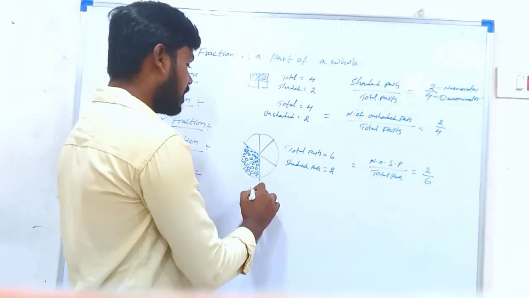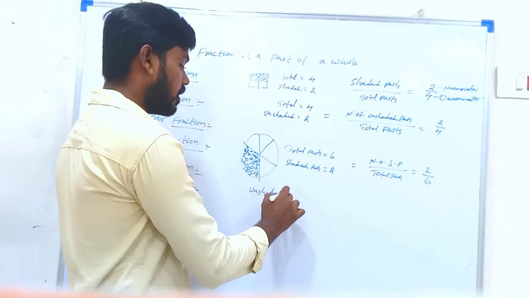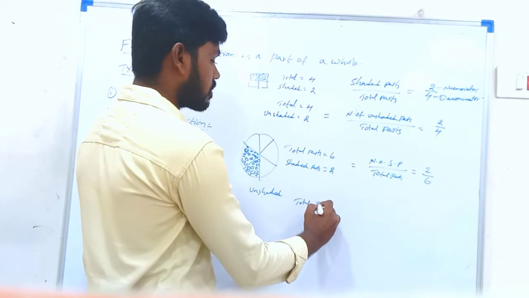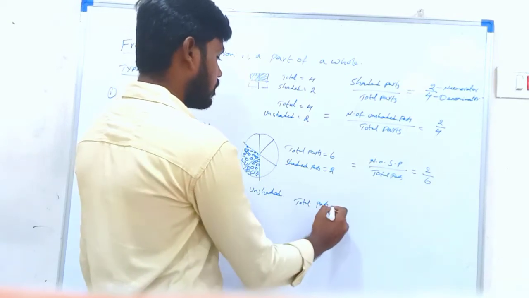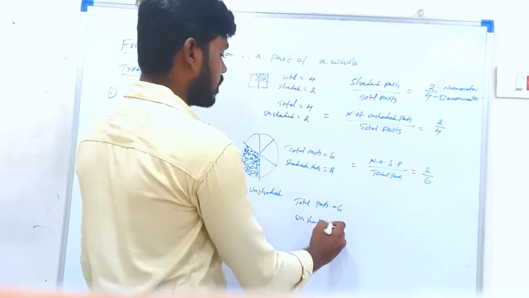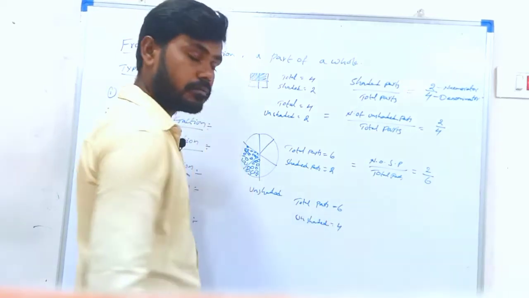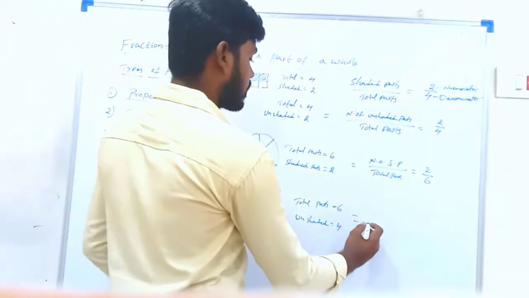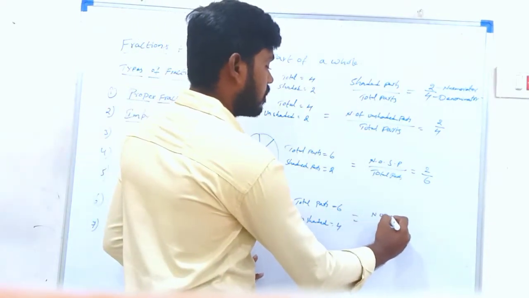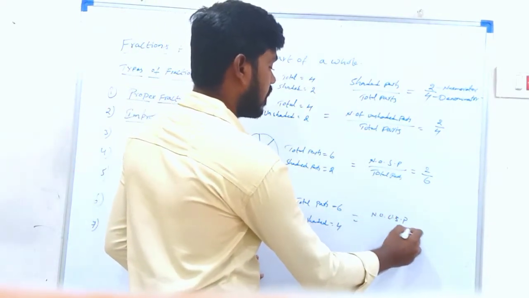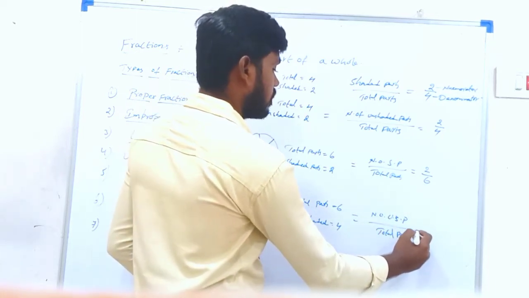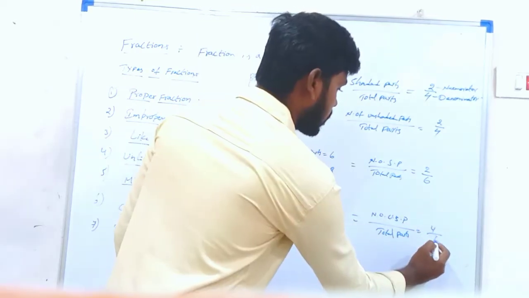And regarding the unshaded parts, what will be the fraction? Again we have to take total parts and unshaded parts. How many unshaded parts are there? 4. Okay. So again we can represent this as a fraction: number of unshaded parts divided by total parts, that equals 4 by 6 here.